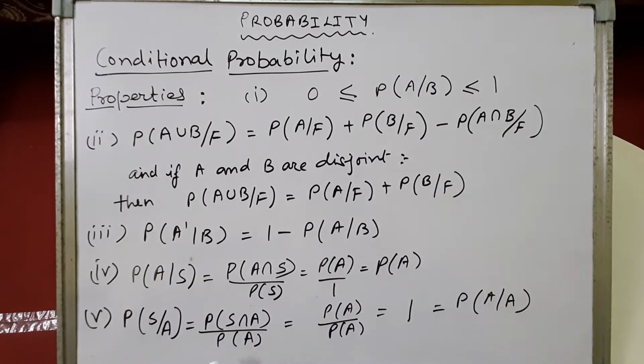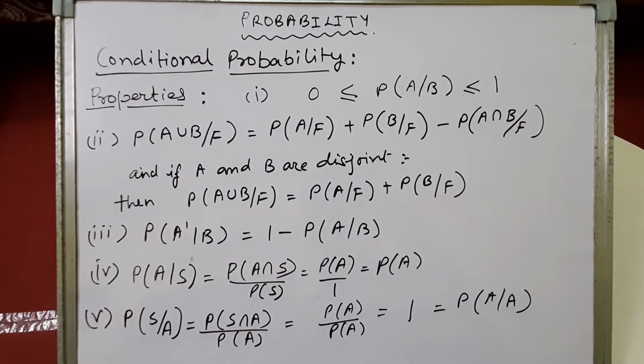Similarly, if we have to find the probability of S upon A, then it will be probability of S intersection A upon probability of A. The value of S intersection A we have discussed, it will be probability of A upon probability of A, that will be 1. And the same result we'll get when we calculate probability of A upon A. Then we'll get probability of A intersection A, which is probability of A upon probability of A, again we'll get 1 here. Alright children, please note down.